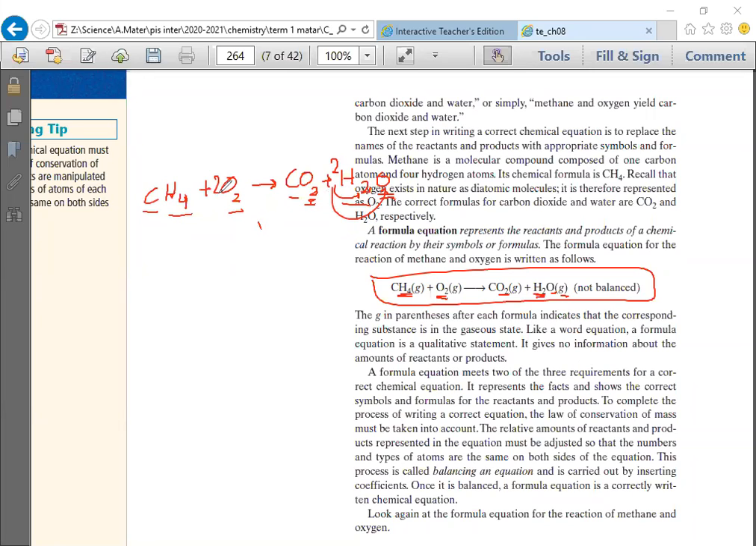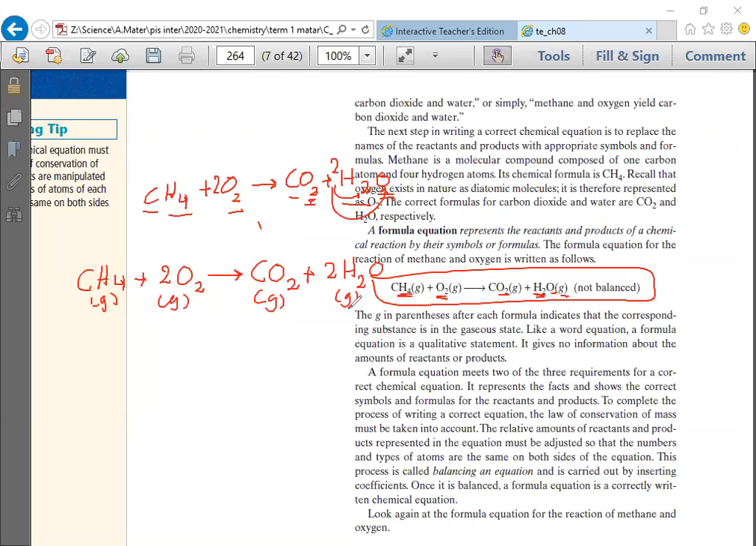So from this new equation, if we rewrite it: CH4 plus 2O2 yields CO2 plus 2H2O. And here there is (g), (g), (g), and (g). So what could we figure out from this equation?